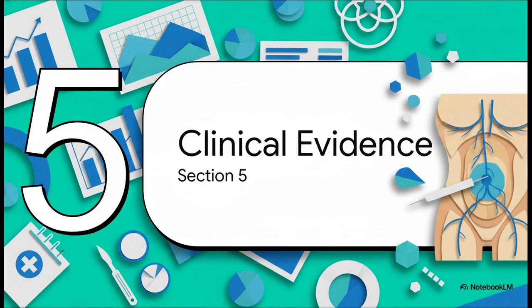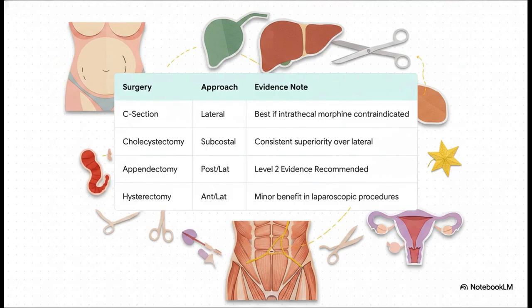Next up, Section 5, Clinical Evidence and Surgical Indications. Let's look at what the data actually supports. This table synthesizes the most current evidence-based recommendations, and I have to say, the data is getting very specific. Let's break it down. For cesarean sections, the lateral approach works really well. However, you need to know that if your patient already received intrathecal morphine during their spinal anesthetic, adding a TAP block gives little to no additional benefit.